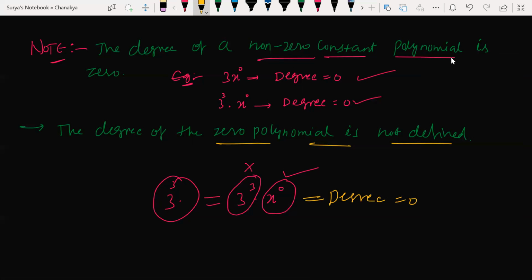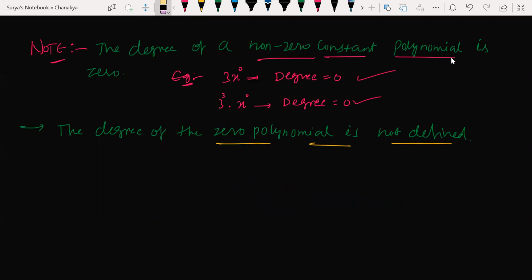Degree is 0 here. Power of the variable 0. Still, if you just simplify this, again you will get this, isn't it? Clear my point? Degree is nothing but power of the variable, not power of the constant. Now the degree of the zero polynomial is not defined.